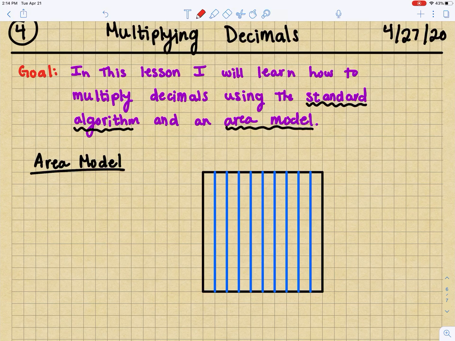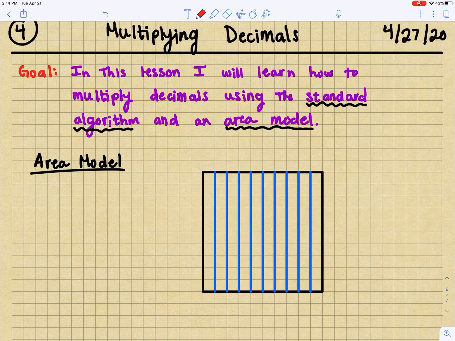Now, I will say that the area model can take a little time. And so as you get more proficient with multiplying decimals, you might not need the area model anymore. But the area model is a great place to start off because it literally shows you what is happening with the math, what is happening with the decimals when you multiply them together. Okay, so let's take a look at this.